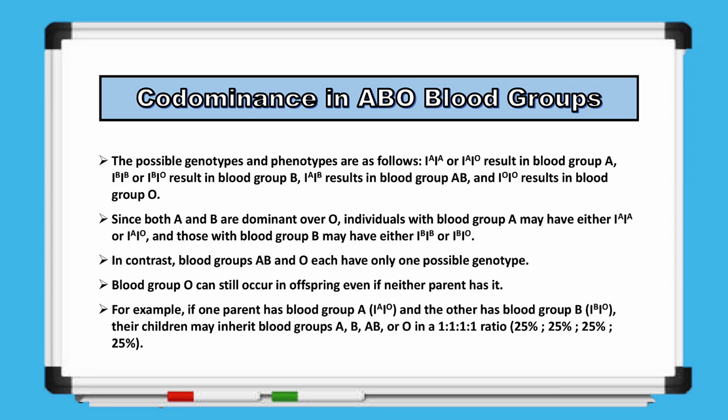For example, if one parent has blood group O with genotype I^A i and the other has blood group B with genotype I^B i, their children can inherit any of the 4 blood groups out of A, B, AB, or O, each with an equal probability of 1 in 4.